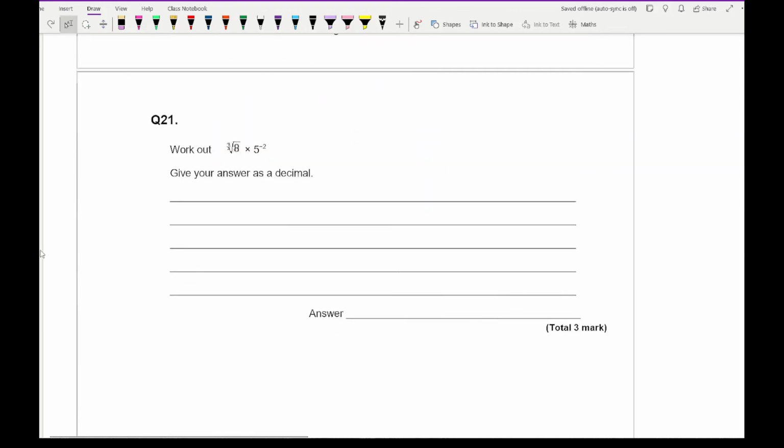Moving on to question 21, it says work out the cube root of 8 times 5 to the power of minus 2. So let me just rewrite this question so it's a little bit easier to see, just in case it's a little bit fuzzy. So the cube root of 8 is 2 times 1 over 25. So that's then going to be 2 over 25.